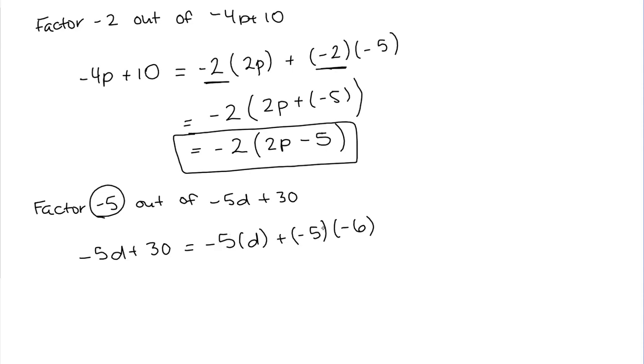Now we have our same factors here, and we can use distributive property to write that down. So negative 5 times d plus negative 6, and we want to make this even simpler, so we're going to write negative 5 times d minus 6.